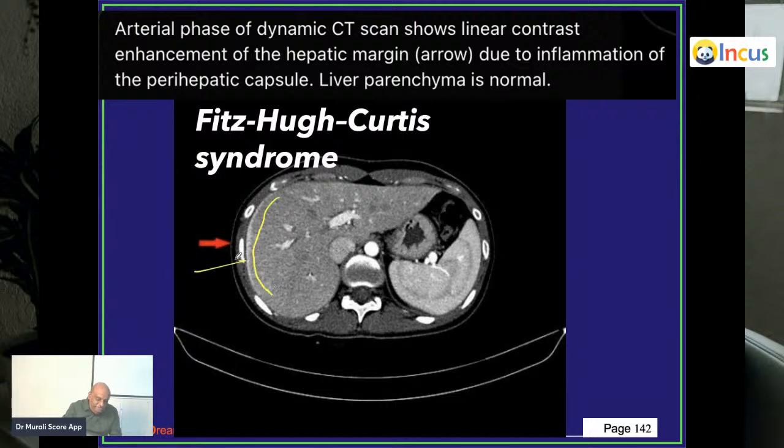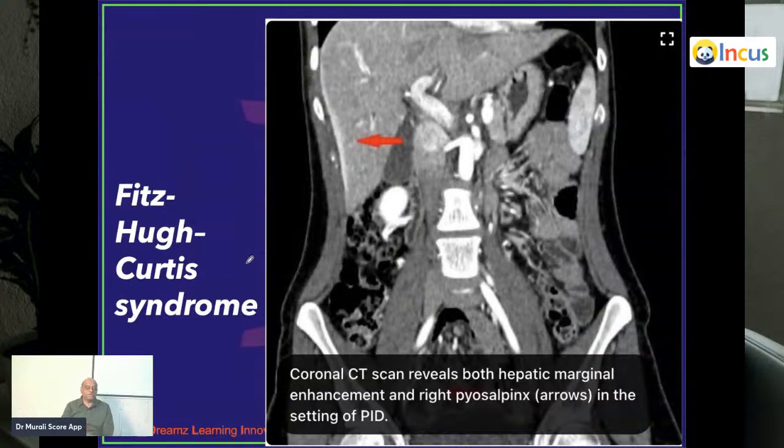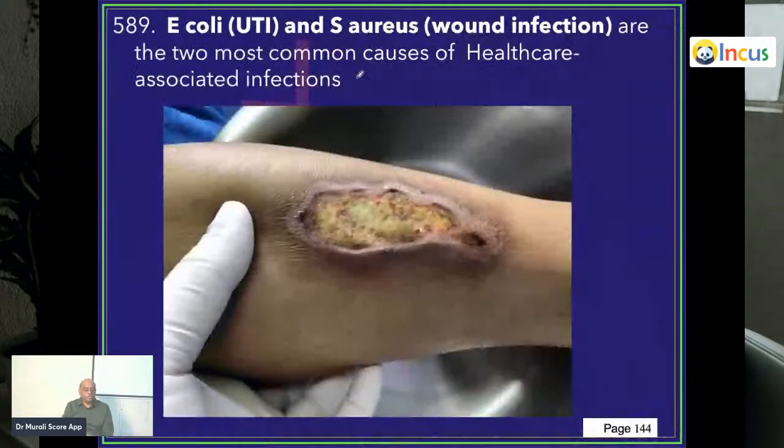Can you appreciate the opacity? That is because of the perihepatitis caused by Fitz-Hugh-Curtis syndrome is what you need to remember. This is another thing you can see. This entire capsule is opaque because of Fitz-Hugh-Curtis syndrome.